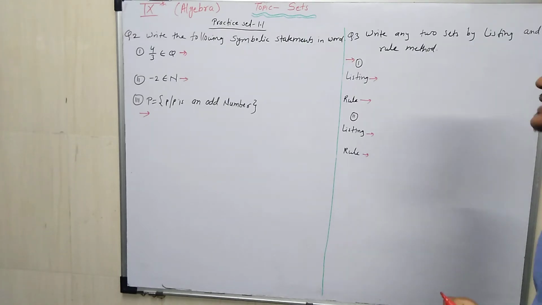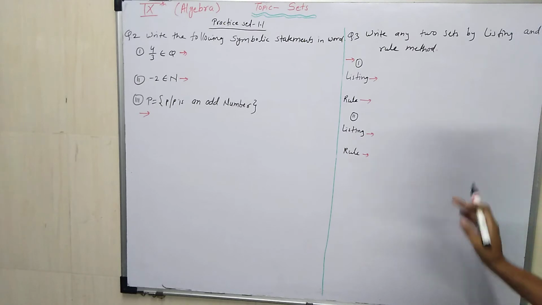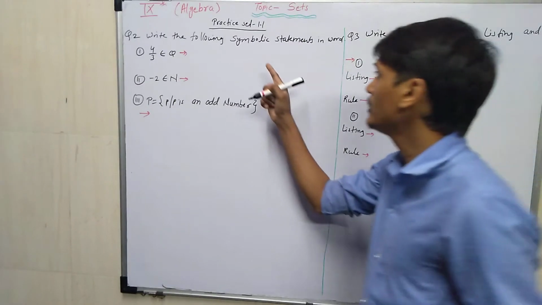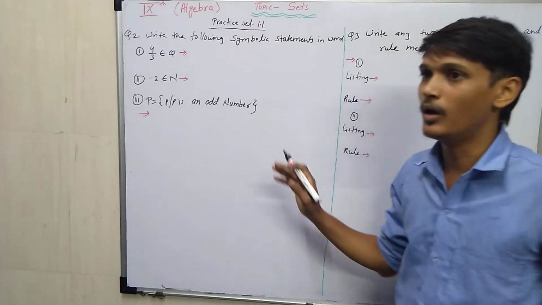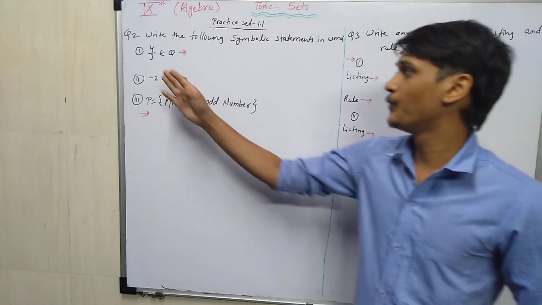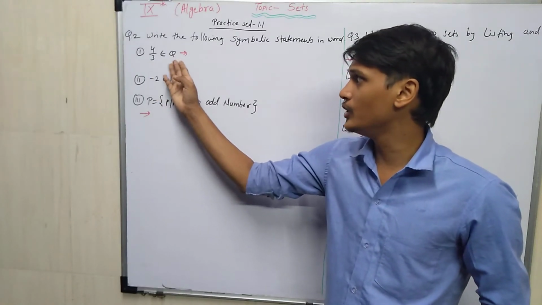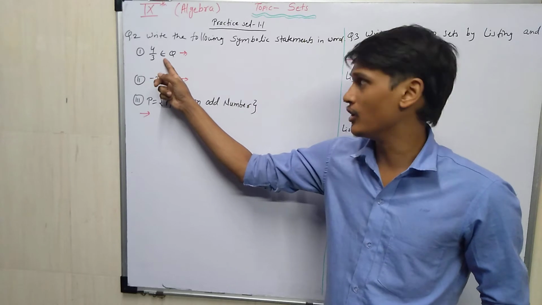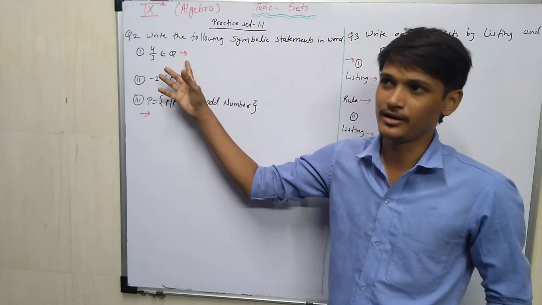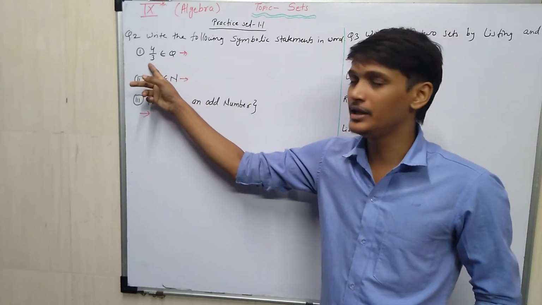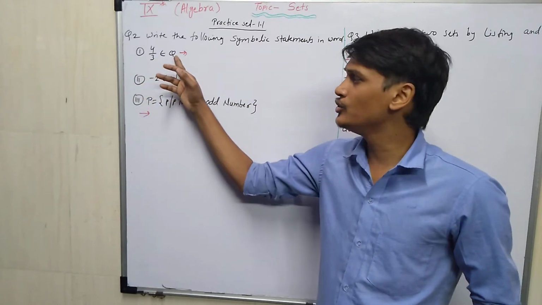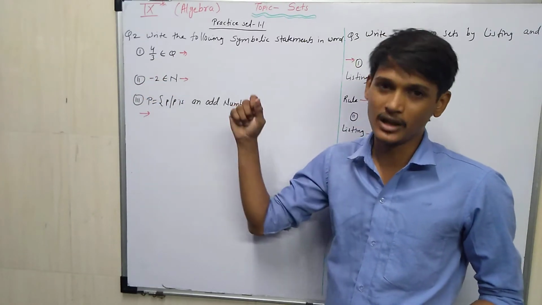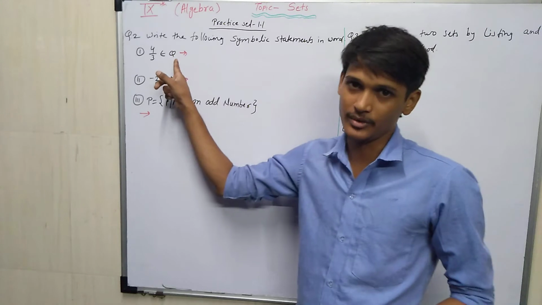Write the following symbolic statement in words. Only write down the statement in words. How to write it down? There is 4/3 belongs to Q. This is belongs. Q is what? This is a set. And 4/3 is what? This is the element. Q is also denoted by rational numbers, the set of rational numbers. Understood?